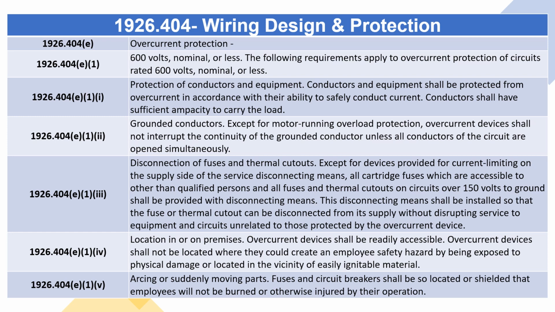1926.404(e) Overcurrent protection. 1926.404(e)(1) 600 volts, nominal, or less. The following requirements apply to overcurrent protection of circuits rated 600 volts, nominal, or less. 1926.404(e)(1)(i) Protection of conductors and equipment. Conductors and equipment shall be protected from overcurrent in accordance with their ability to safely conduct current. Conductors shall have sufficient ampacity to carry the load.